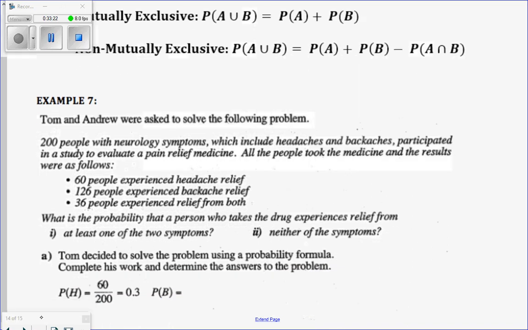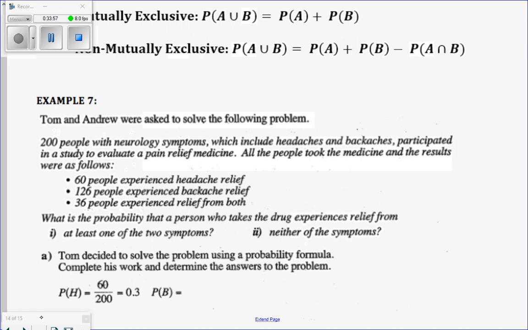Okay, so this is on the next page here, page 141. So it says Tom and Andrew were asked to solve the following problem. 200 people with neurology symptoms, which include headaches and backaches, participated in the study to evaluate a pain relief medication. All the people took the medicine and the results were as follows. 60 people experienced headache relief, 126 people experienced backache relief, 36 experienced both. What is the probability that a person has?